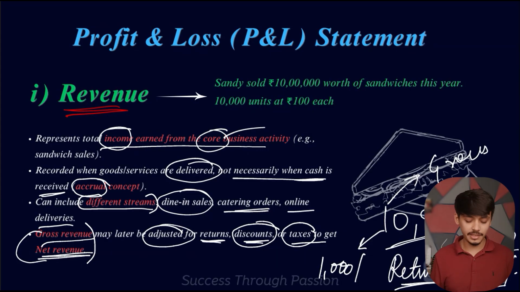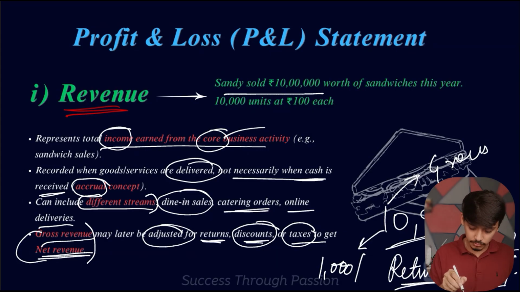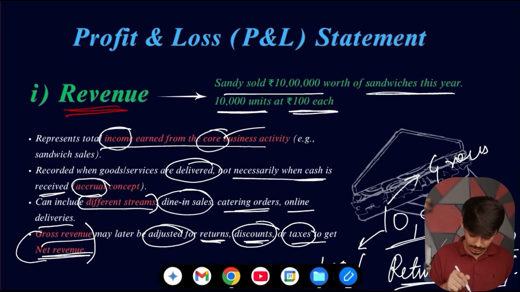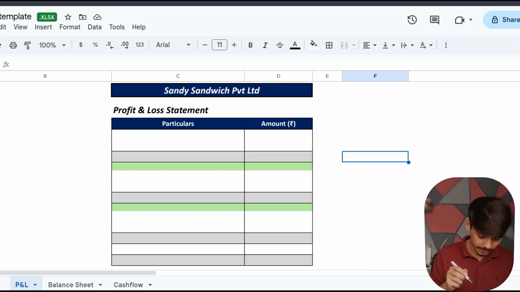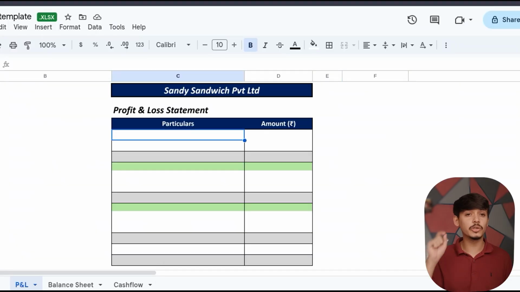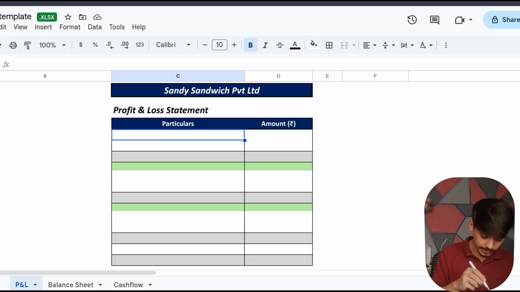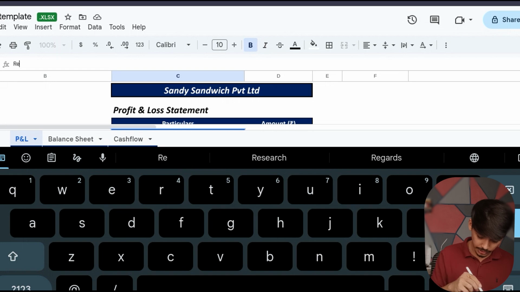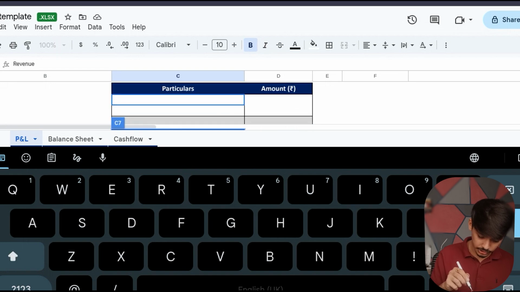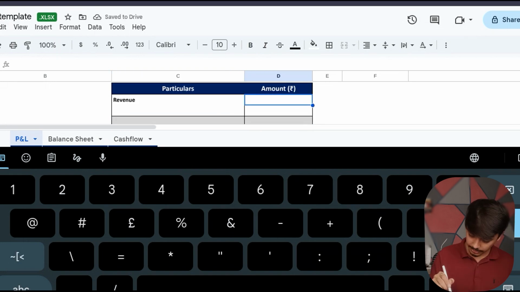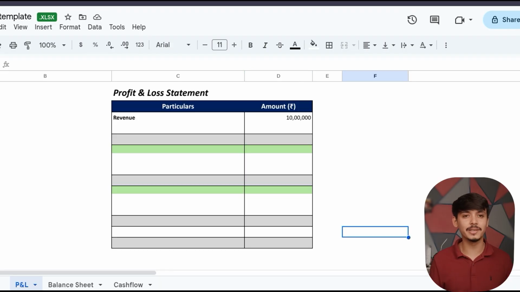Now about the case study, we have mentioned that Sandy sold 10 lakh worth of sandwiches this year, which is equal to 10,000 units at 100 each. Now we are going to record this in the financial statement that we are creating. So as we understood that revenue is the top line, so it comes right at the top of the entire profit and loss statement, and here we are going to mention revenue, and in the amount section we are going to add 10 lakh as the revenue earned by the company. Okay, so we have the first line item added to our P&L statement, that is revenue.